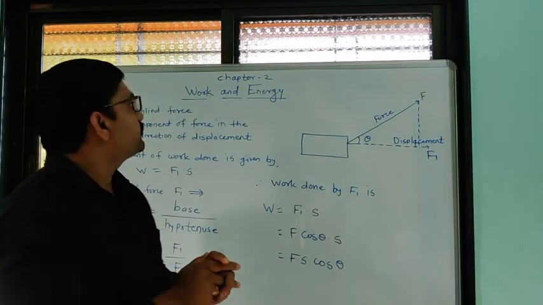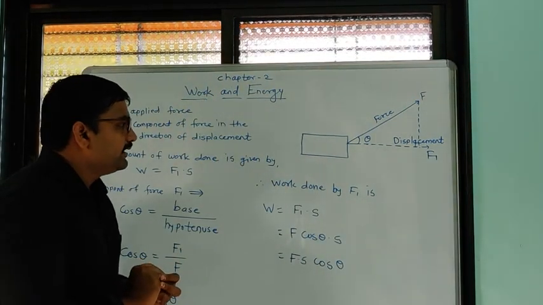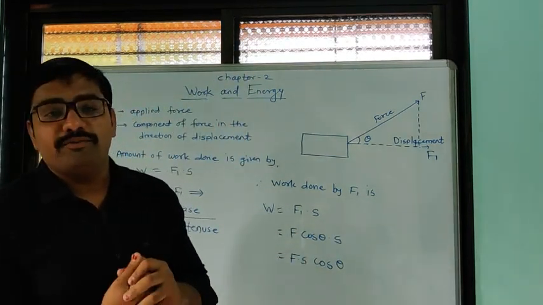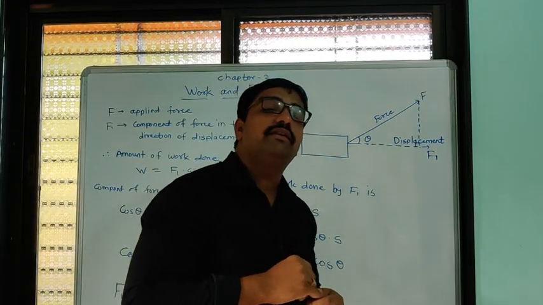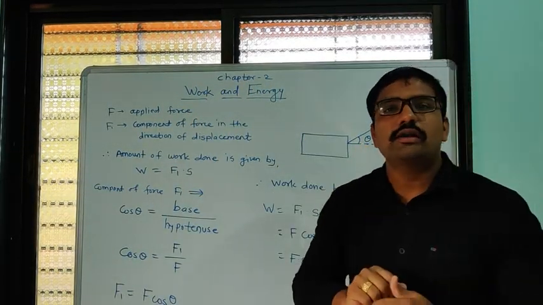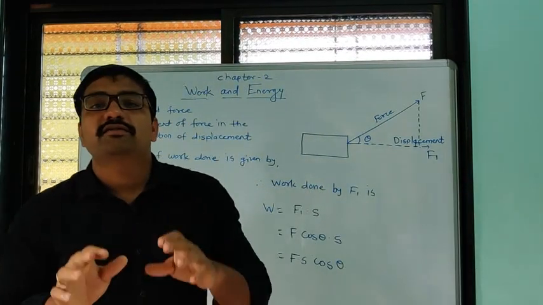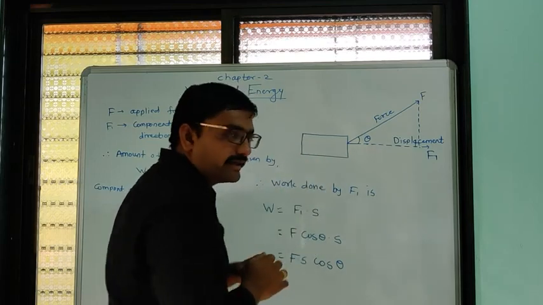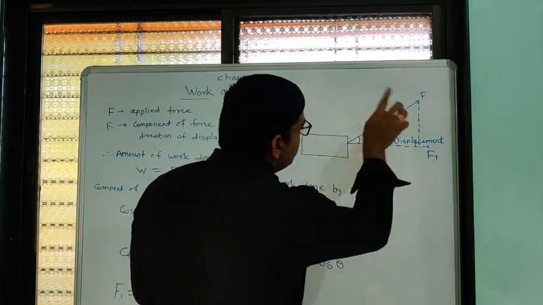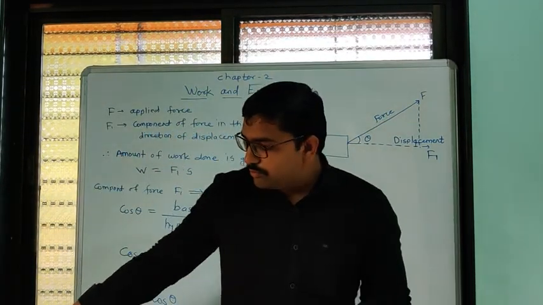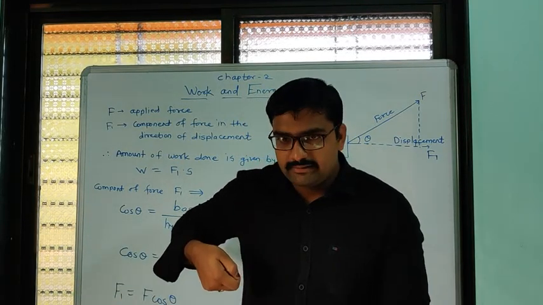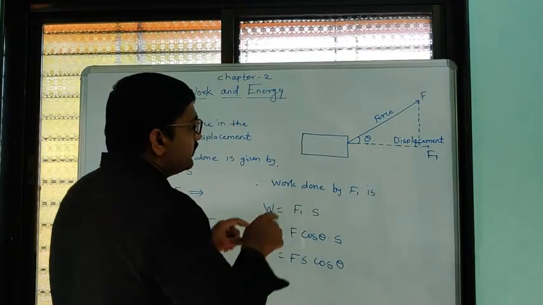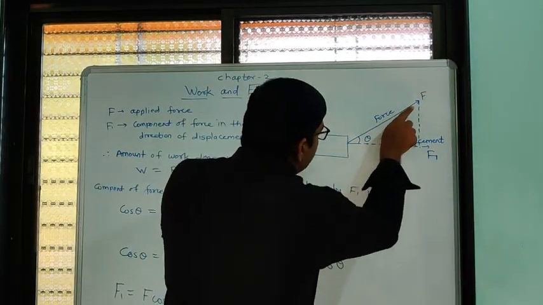Now the next topic is the calculation of work done when we apply force on some object. Here we consider one case where a small boy is pulling a small cart. Suppose this is a cart and this is a string. We pull the cart in a direction inclined to the horizontal.